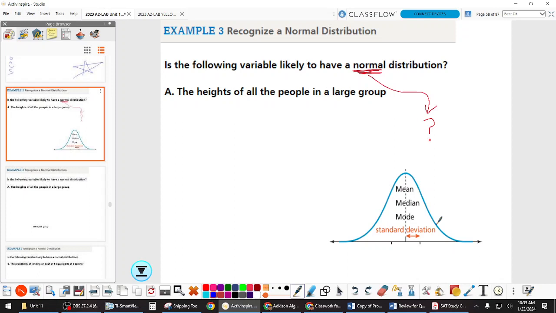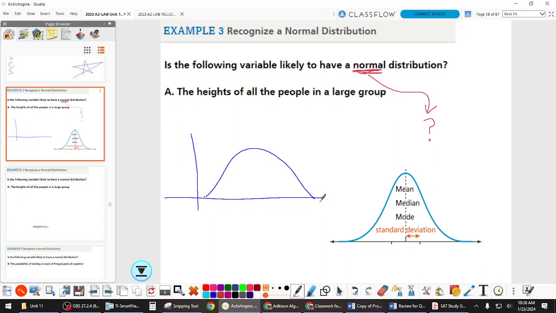Okay, what do you guys think? Yes or no? If skewed, which way? You think skewed, which way? If it's skewed this way, it would be skewed towards shorter people, right? If it's skewed that way, it would be skewed towards taller people. And then, of course, normal would be kind of like clumping in the middle.